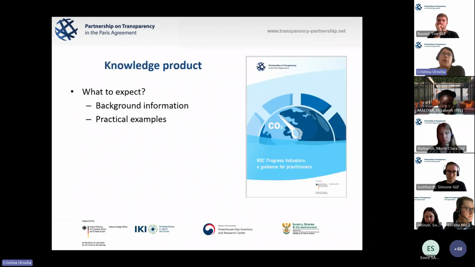So PATPA has produced a knowledge product specifically on NDC progress indicators. You can expect from this knowledge product a lot of background information and practical examples related to different types of NDC targets. And in the following slides, I will just give a brief insight into what is in the publication, but it is really full of detail, so I have not enough time to go into all this detail.